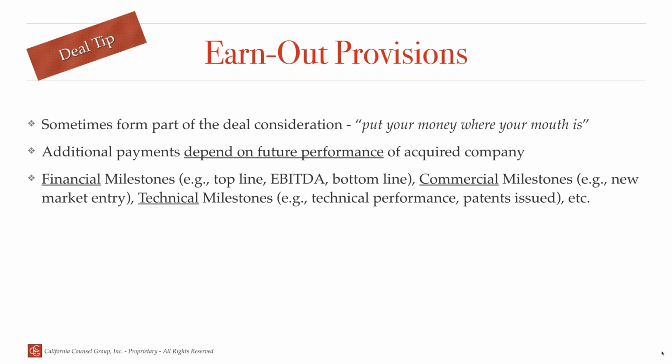And these milestones can be financial, you know, that next year the sales will be X millions of dollars. It could be earnings before interest, taxes, depreciation, and amortization. It could be a net income number. But there's various financial metrics or milestones that can be used to trigger additional payments under the deal. There could be commercial milestones about entering a new market or entering a new industry vertical and getting commercial traction. And there can be technical milestones, that a certain type of product performs to a certain level of specification, or patents are filed with certain claims.